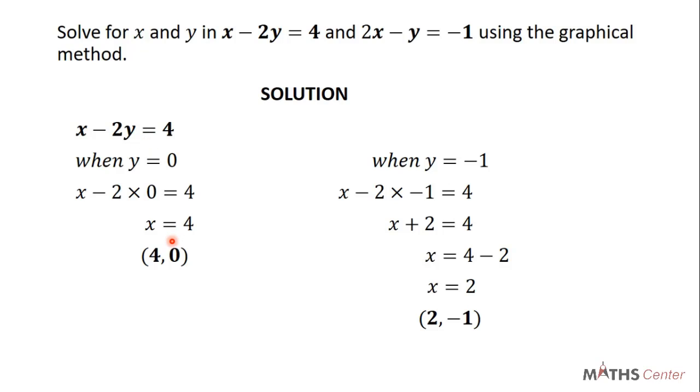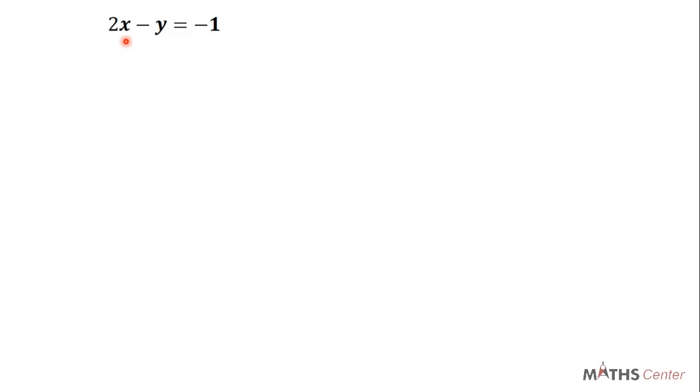Now with these 2 points, I can plot them and draw a line. Okay, so I've done that for the first one. I'll do the same thing for the second equation, which is 2x minus y is equal to minus 1. So I'll assume another one. Let's say when x is equal to 0, what is y? So right now, x is now 0. So you have 2 times 0 minus y is equal to minus 1.